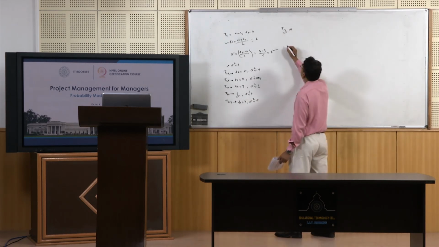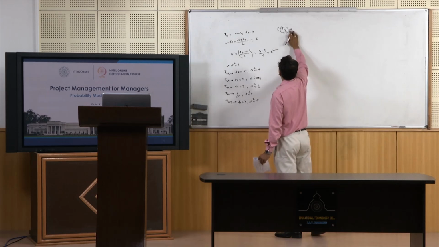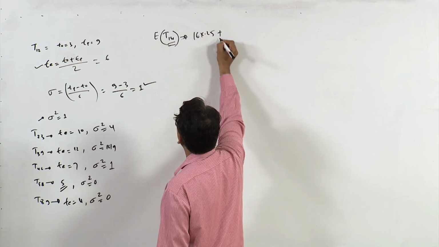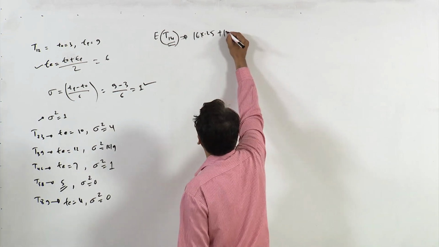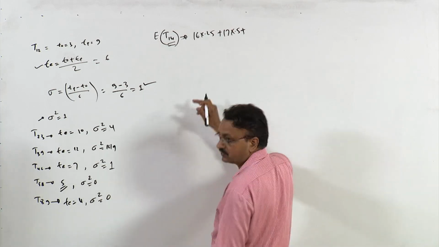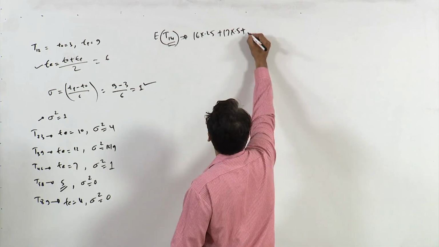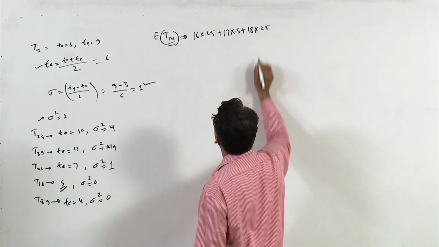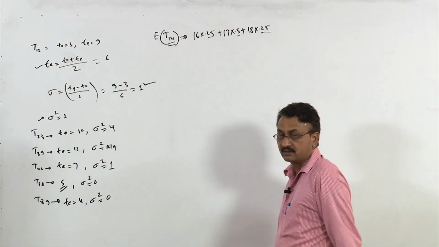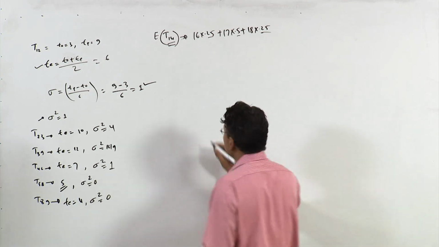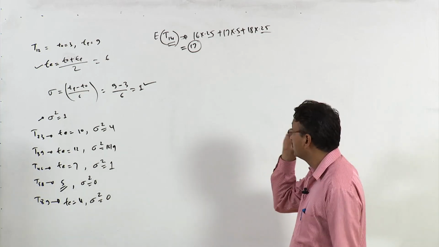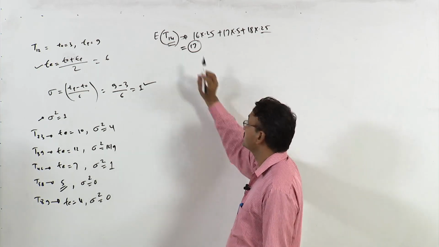So, expected time for activity T14 is equal to 16 into 0.25 plus 17 into 0.5 plus 18 into 0.25, right. 18 is the duration, 0.25 is the probability. Keep in mind that the sum of these probabilities should be 1. So, this value is 17. Expected time for activity 14 is 17 days.